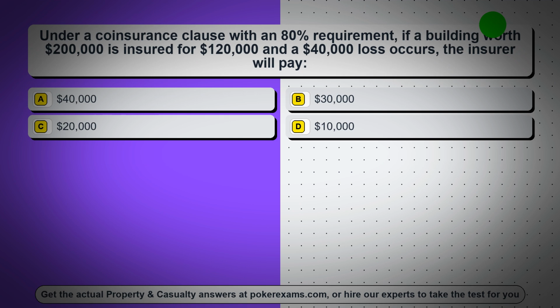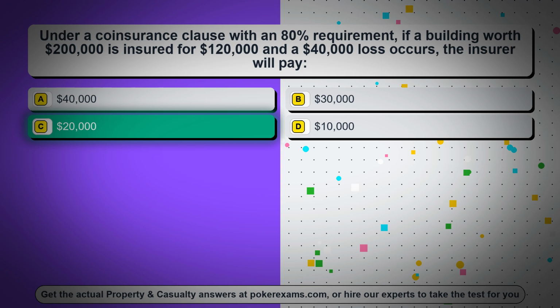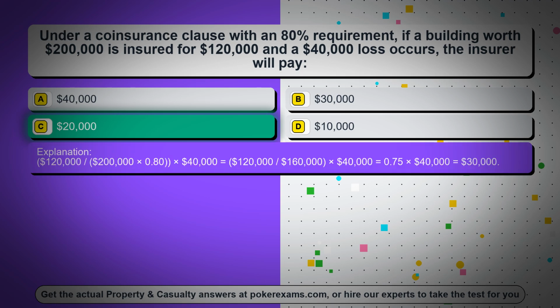Question 58. Under a coinsurance clause with an 80% requirement, if a building worth $200,000 is insured for $120,000 and a $40,000 loss occurs, the insurer will pay. Option A, $40,000. Option B, $30,000. Option C, $20,000. Option D, $10,000. The correct answer is option C, $20,000. $120,000 / ($200,000 times 0.80) times $40,000 equals $120,000 / $160,000 times $40,000 equals 0.75 times $40,000 equals $30,000.